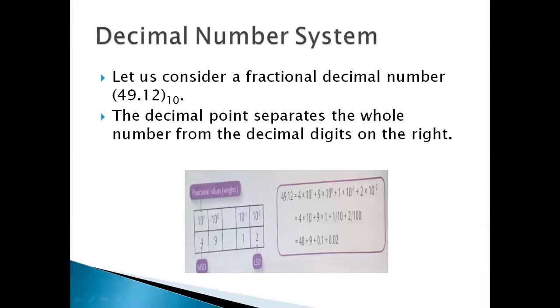Now, decimal number system. We have discussed what is decimal number system. Here, let us consider a fractional decimal number 49.12. The decimal point separates the whole number from the decimal digits on the right.